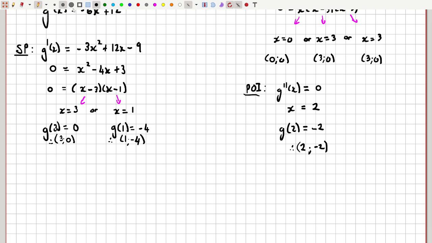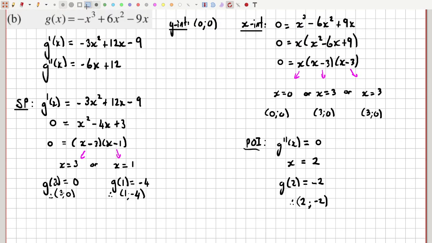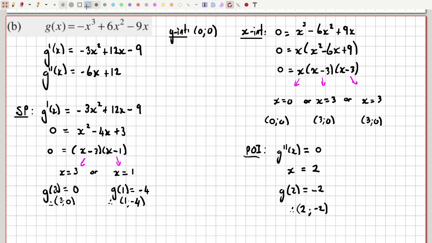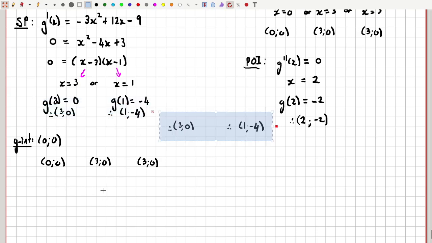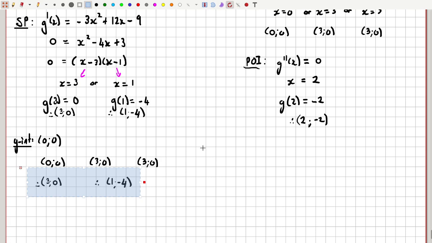Okay, so let's have a look at what's going on here. We've got the y-intercept. We've got all of these x-intercepts. We've got the stationary points. And we've got the point of inflection.